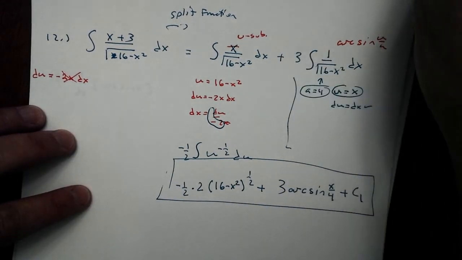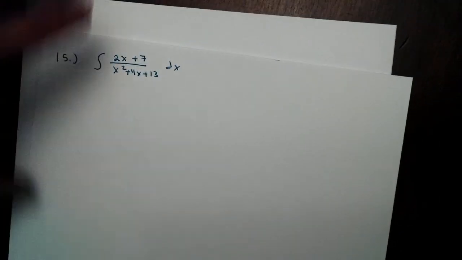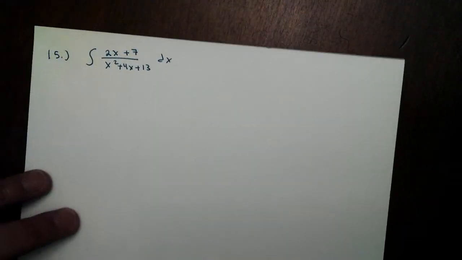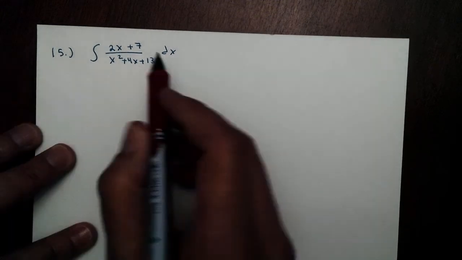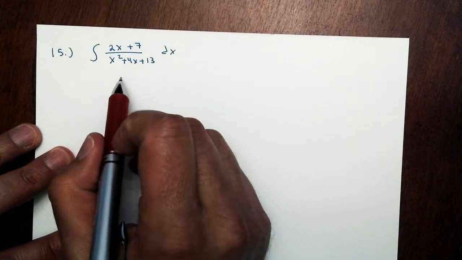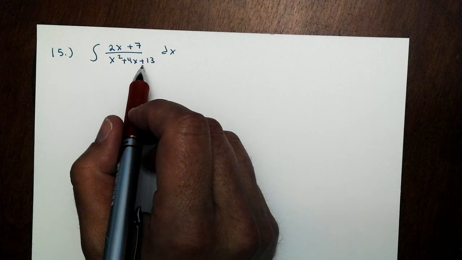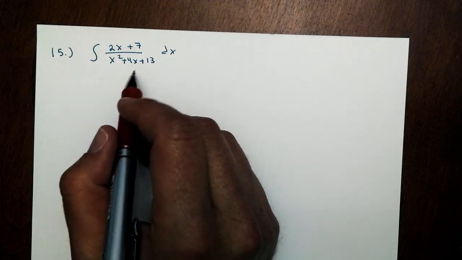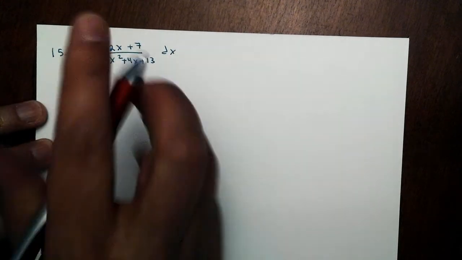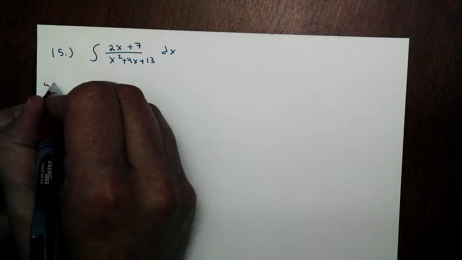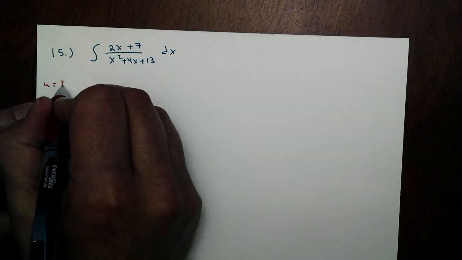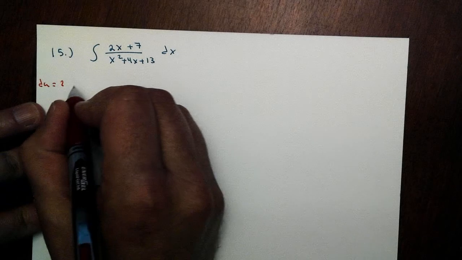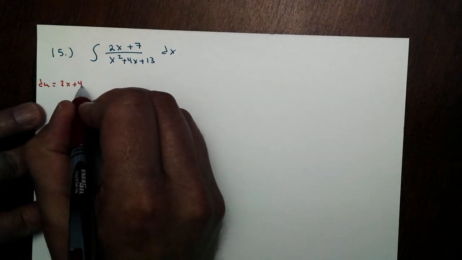All right, so let's take a look at another one here. This is a slightly more challenging one. Oh no, number 15. Again, so we're looking for the antiderivative of 2x plus 7 over x squared plus 4x plus 13. So I'm going to try my u substitution again. So I'm going to let u equal x squared plus 4x plus 13, my du would be 2x plus 4 dx.